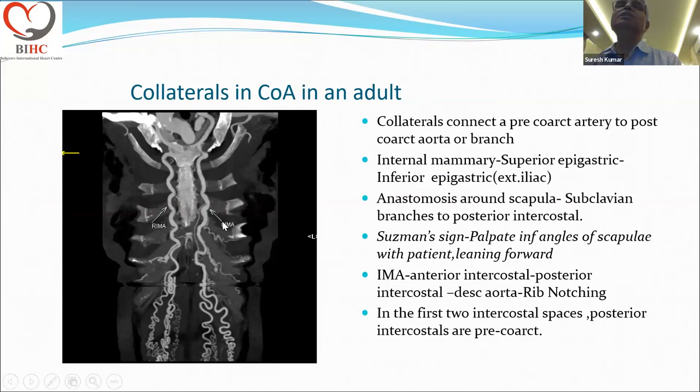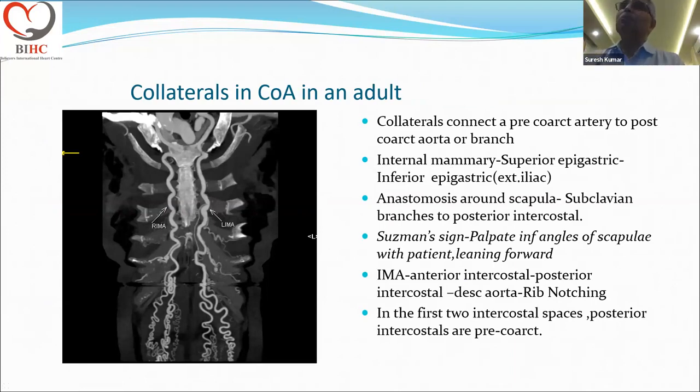This is how some of the typical collaterals show up in a CT angio. Mind you, the purpose of the collaterals is to connect a pre-coarct artery to the post-coarct aorta. So one of the common ones is the internal mammary, which is from the subclavian, pre-coarct. The internal mammary divides into the superior epigastric and musculophrenic. The superior epigastric comes down and meets the inferior epigastric, which is a branch of the external iliac.